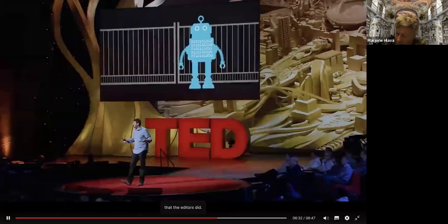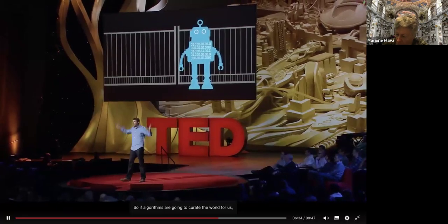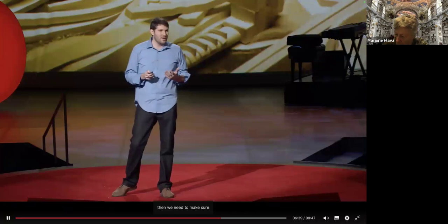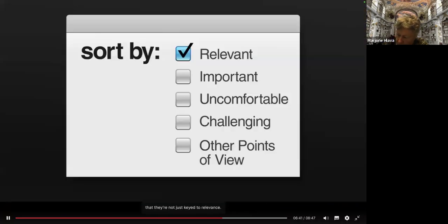So if algorithms are going to curate the world for us, if they're going to decide what we get to see and what we don't get to see, then we need to make sure that they're not just keyed to relevance. We need to make sure that they also show us things that are uncomfortable or challenging or important. This is what TED does, right? Other points of view. And the thing is, we've actually kind of been here before as a society.